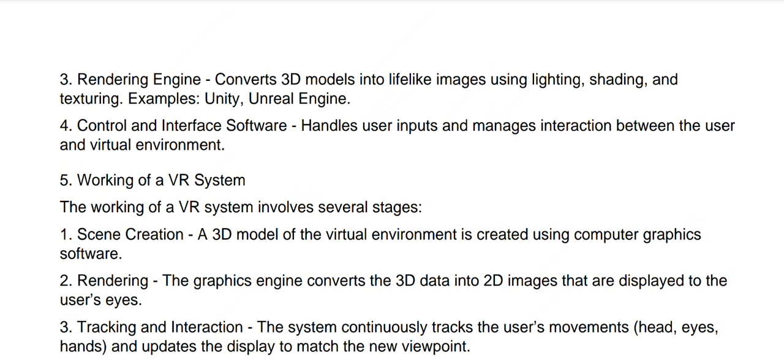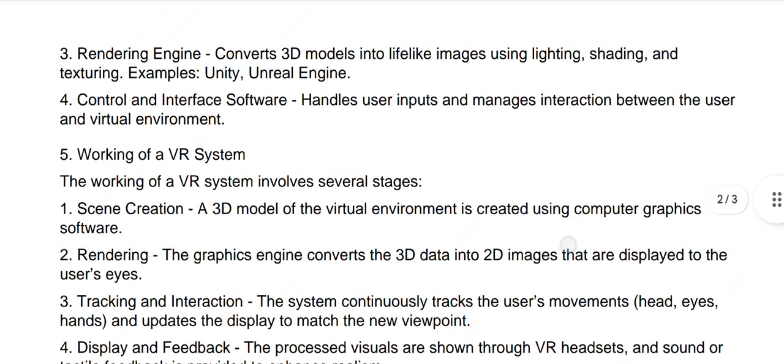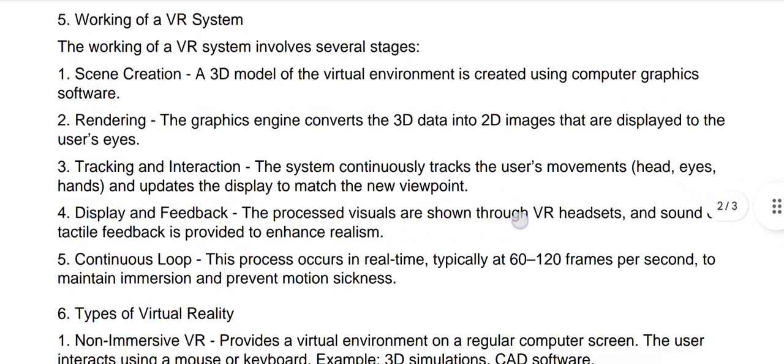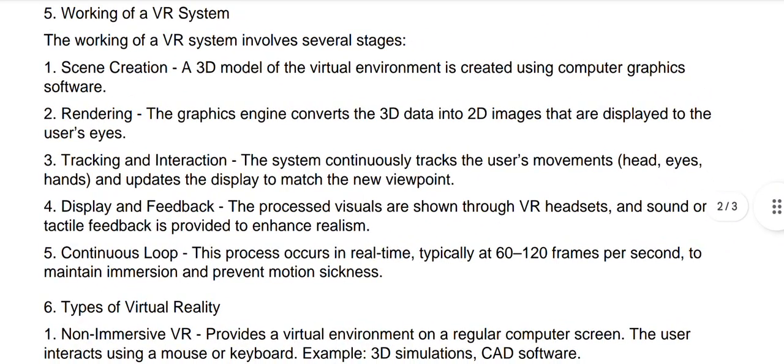Working of a VR system. The working of a VR system involves several stages. Scene creation: a 3D model of the virtual environment is created using computer graphics software. Rendering: the graphics engine converts the 3D data into 2D images that are displayed to the user's eyes. Tracking and interaction: the system continuously tracks the user's head, eyes, and hand movements, and updates the display to match the new viewpoint.